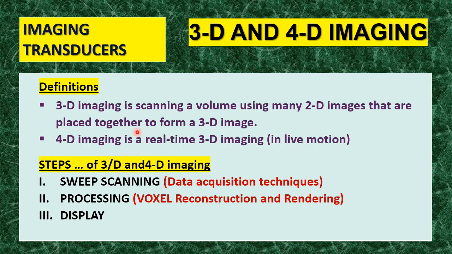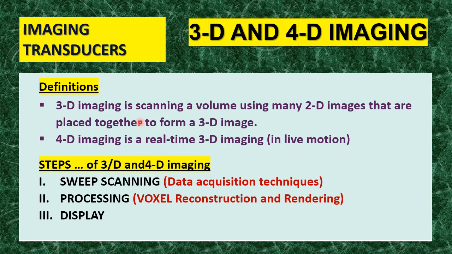So in 3D imaging, we are scanning a volume. That's why the scanning plane should go over this volume in a sweep pattern. So it sweeps the volume. Now we have a different term to use, which is sweeping of the scanning plane. I'm having one scanning plane, but it's sweeping across the volume. In this way, I will get many 2D images.